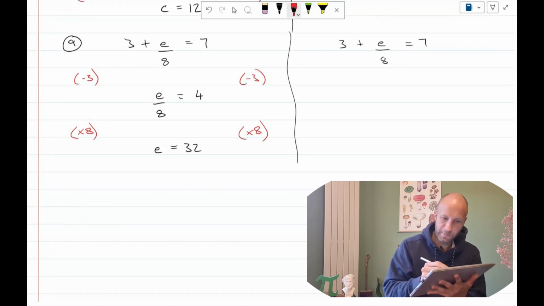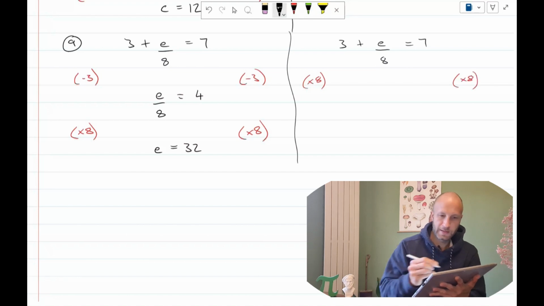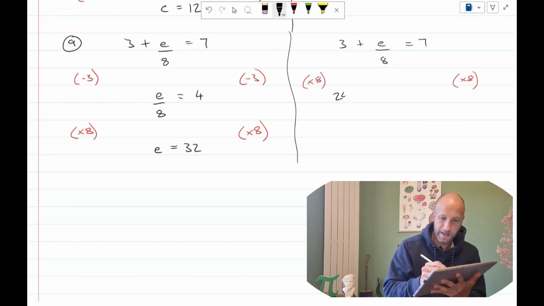So here I would multiply everything by 8 to clear the fraction right from the get-go. That division by 8 is what dictates that. That will help me get to the e. So I have to times 3 by 8, the second term by 8, which just cancels the division by 8, and then 7 8s are 56.